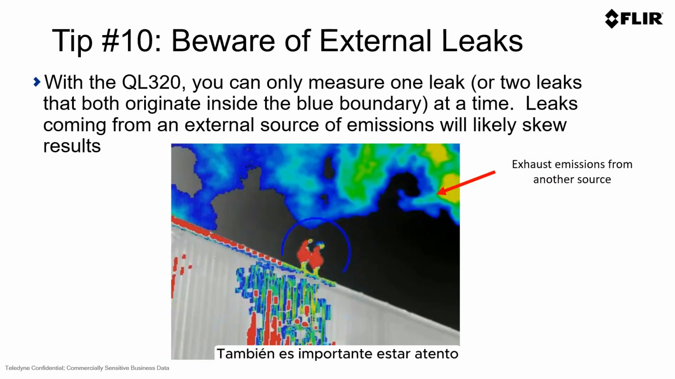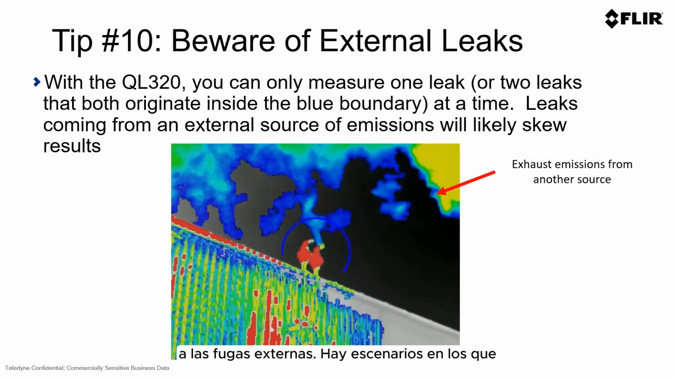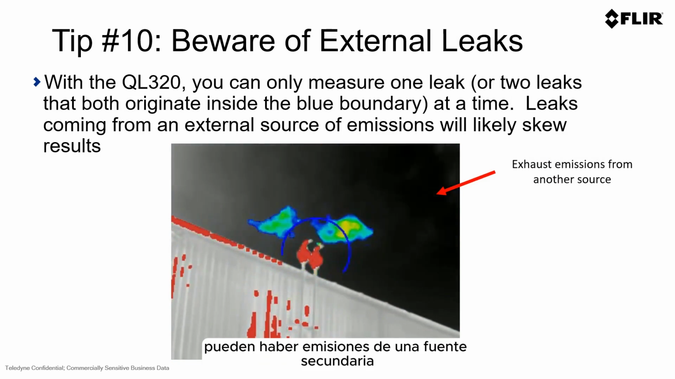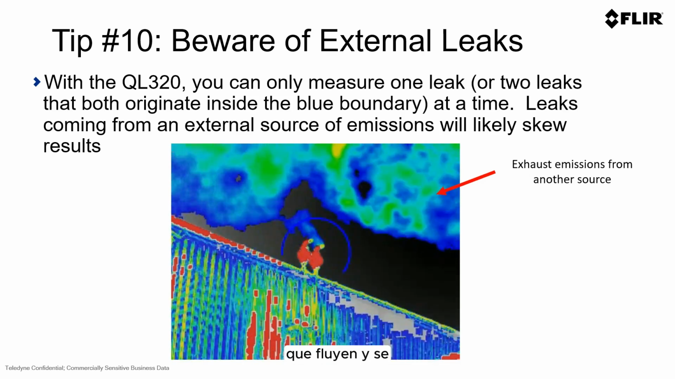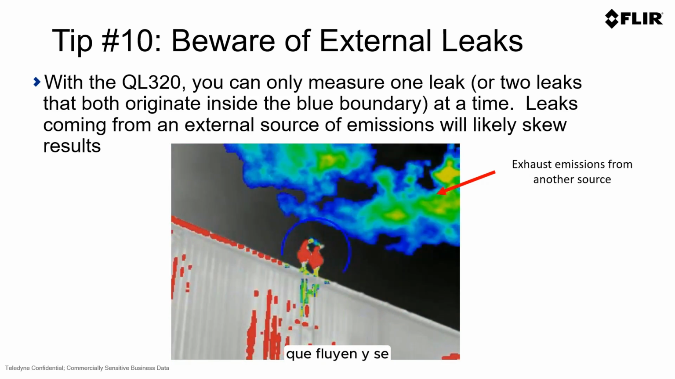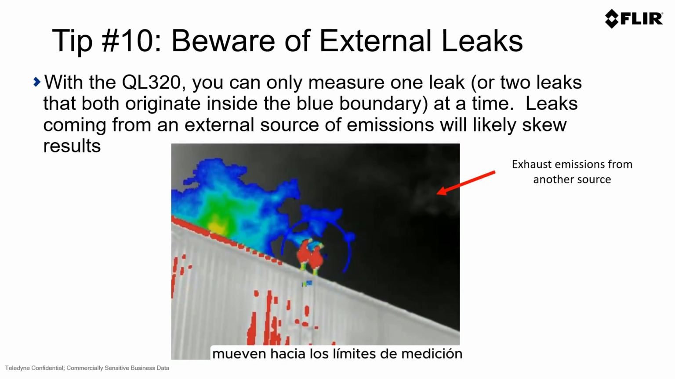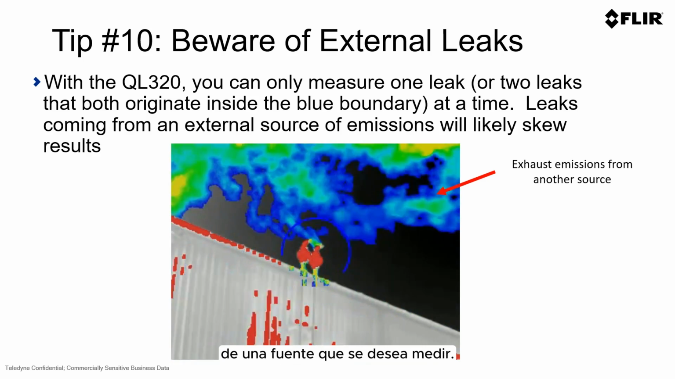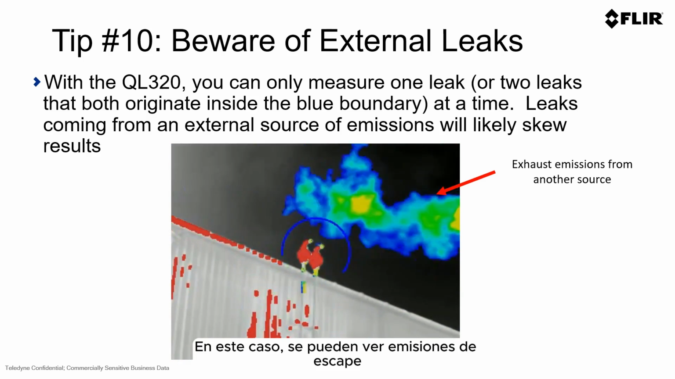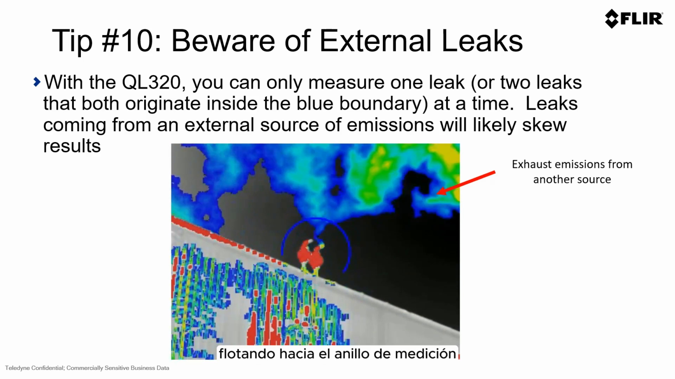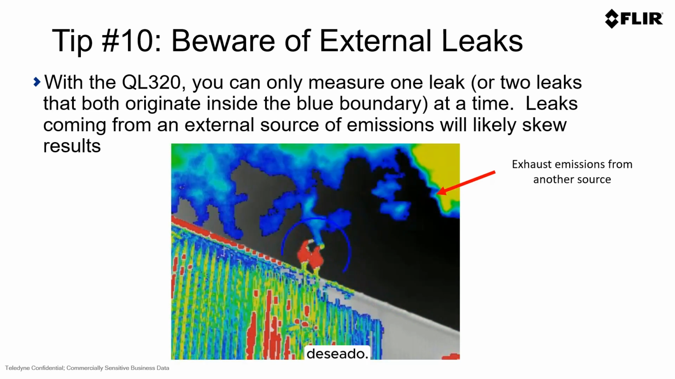You also want to be aware of external leaks. There are scenarios where you may have emissions from a secondary source that flow and move into the measurement boundaries of a desired measured source. In this case, you can see exhaust emissions floating into the desired measurement ring.